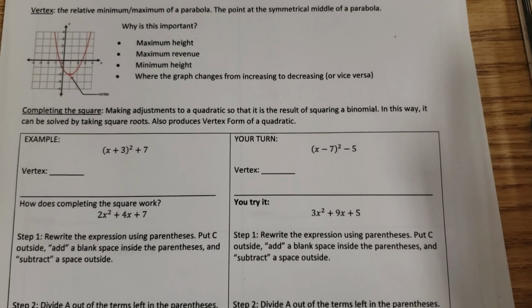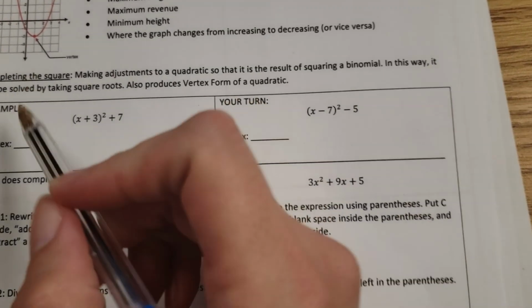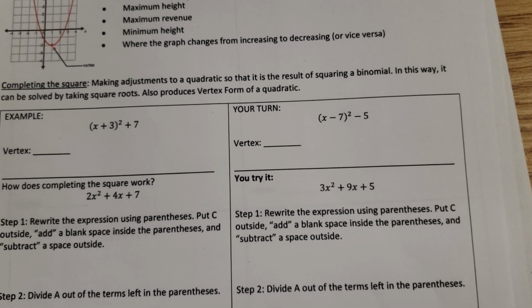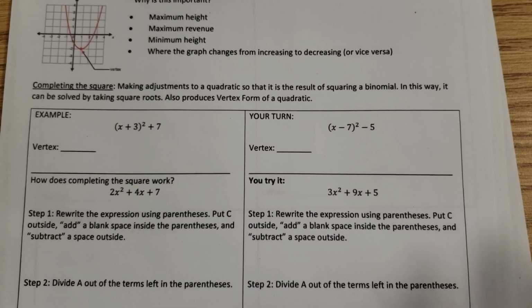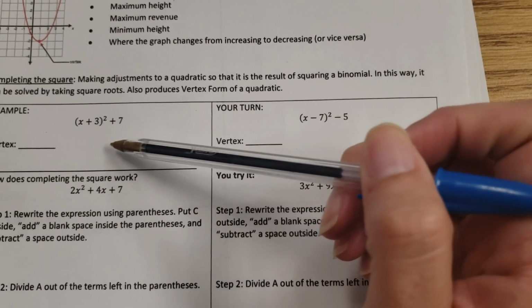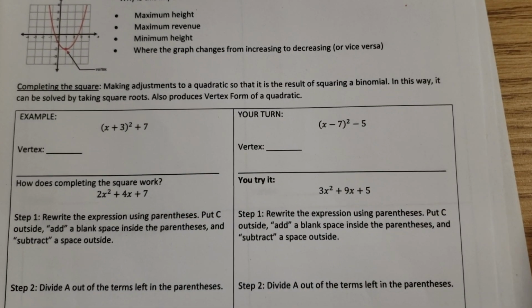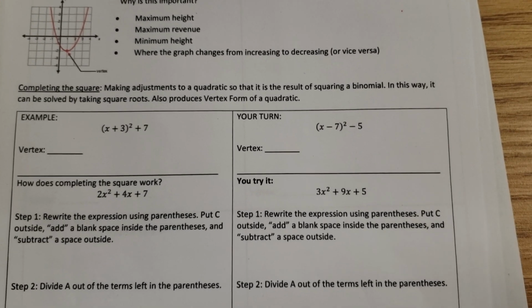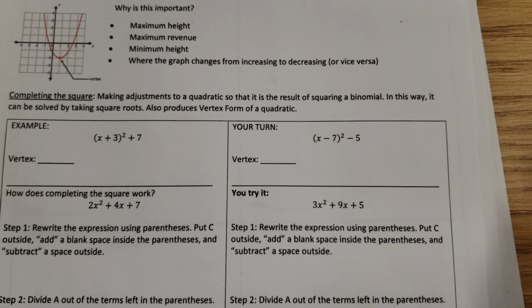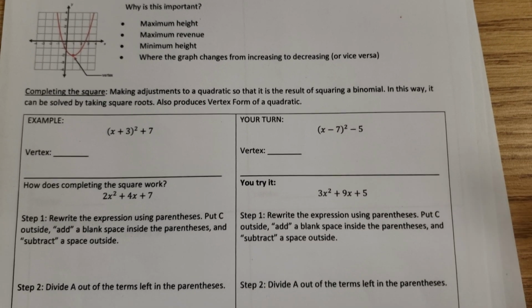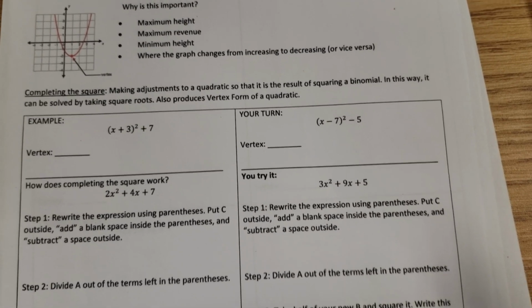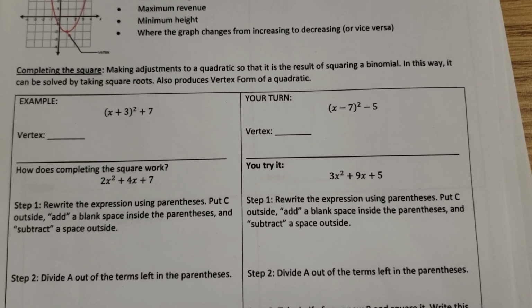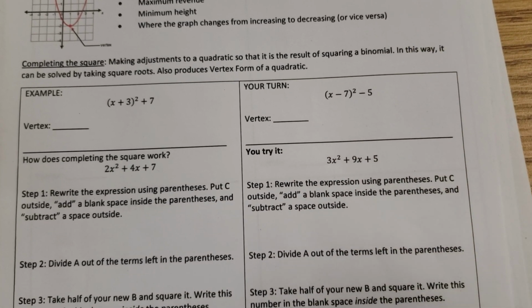So we're going to turn a regular standard form quadratic function like this one right here, or in this case it's an expression, into a vertex form quadratic, which looks like this right here. So we do that by completing the square, which just means that we're making some mathematical adjustments to a standard form quadratic so that it ends up being the result of squaring a binomial. So in this way, we can do a couple of things. We can solve it by taking square roots, and then we also get the vertex form of a quadratic. So we're going to focus on the vertex form right now because the vertex form is super useful.